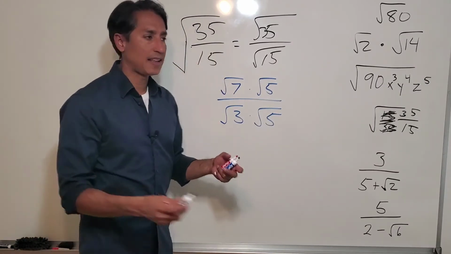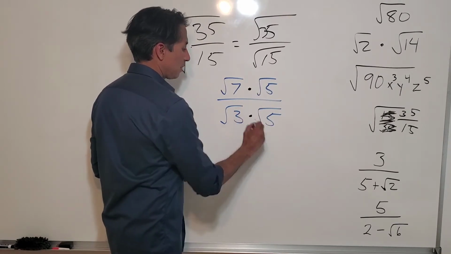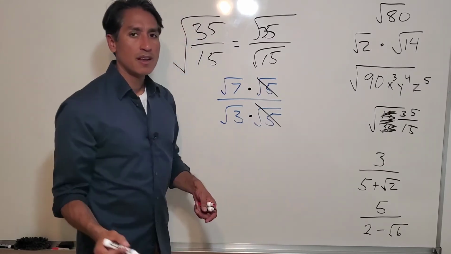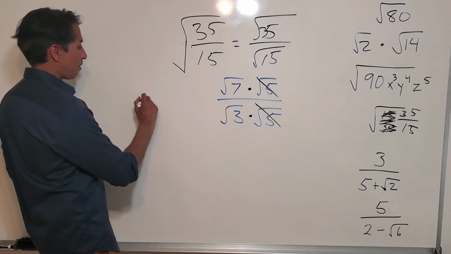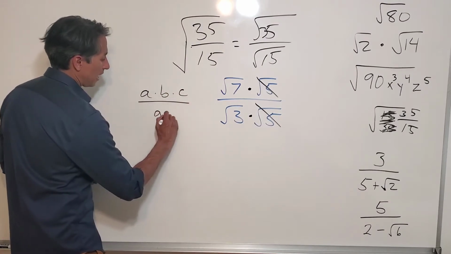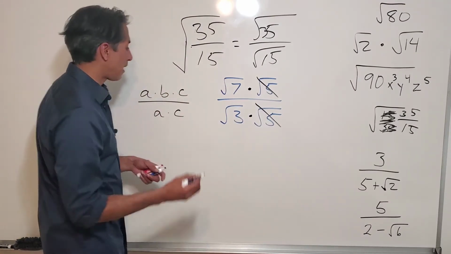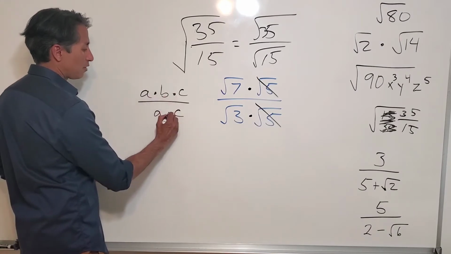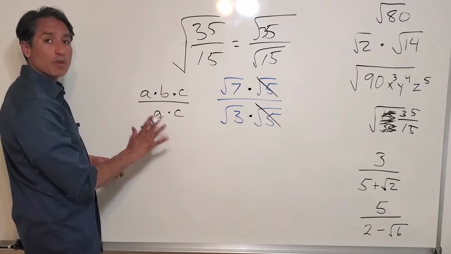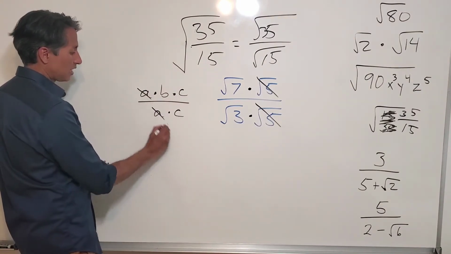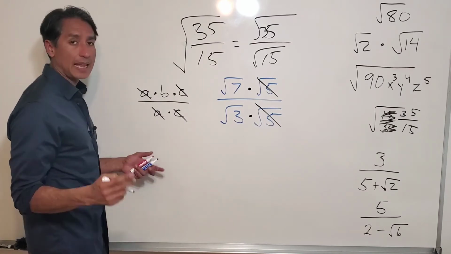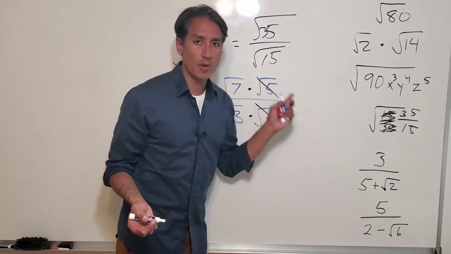Well, and now we look at it and say, because these are being multiplied, we're allowed to cancel stuff out of the top and bottom. A long time ago, we were doing those problems, remember, where it was like A times B times C over A times C? And we talked about how because these are being multiplied, whether they're numbers, letters, square roots, if they're being multiplied, we're allowed to cancel stuff out of the top and bottom equally. Well, this is the same thing, except for now we have square roots.